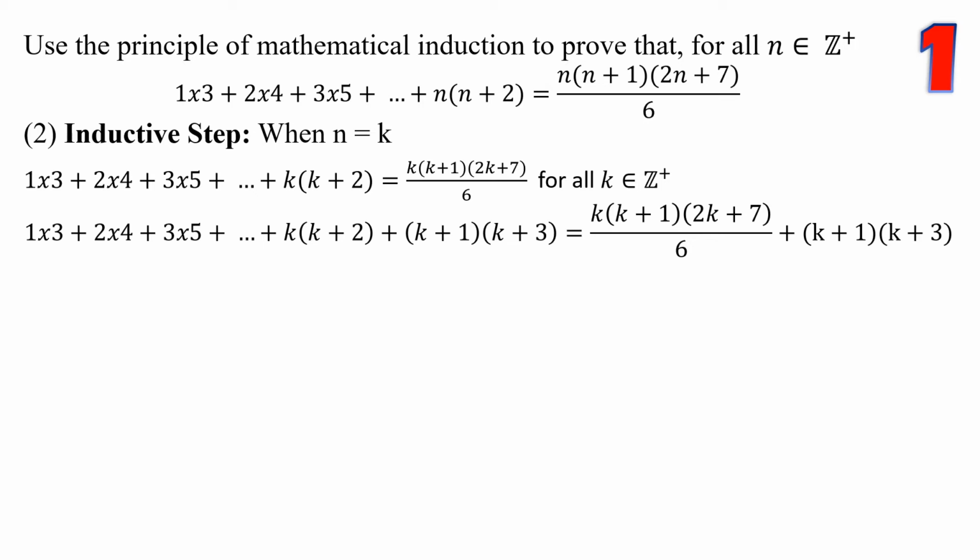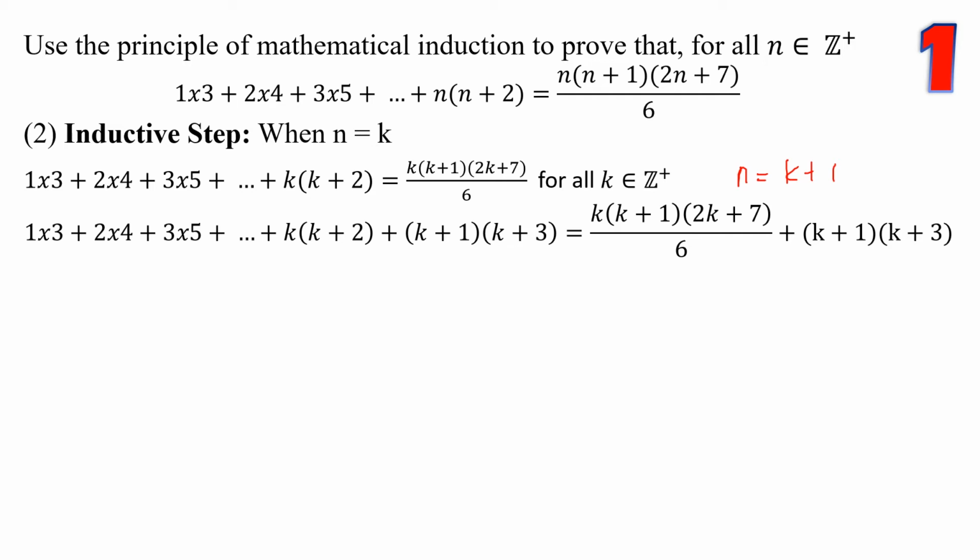After assuming that when n is equal to k is true, then we're going to prove that the statement is true when n is equal to k plus 1. We're going to add the next integer. Hence, we have 1 times 3 plus 2 times 4 plus 3 times 5 until k times k plus 2, and the next summand, that is n equal to k plus 1. So we have k plus 1 times k plus 3.